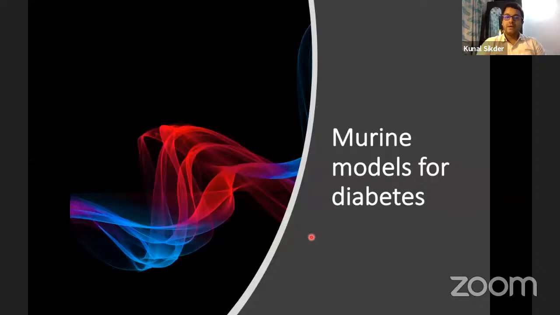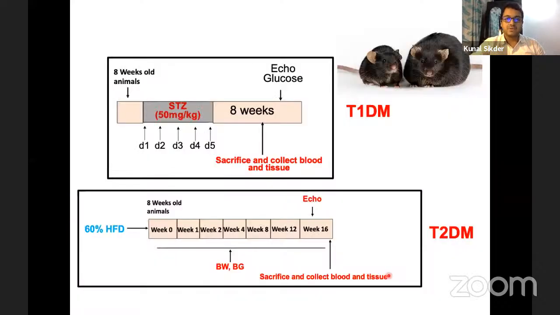So what kind of diabetic model is there for mouse and how can diabetes be induced? So the top one is the type 1 diabetes model and the bottom one is the type 2 diabetes model. So in type 1 diabetes model, we actually inject STZ. It is called the streptozotocin.